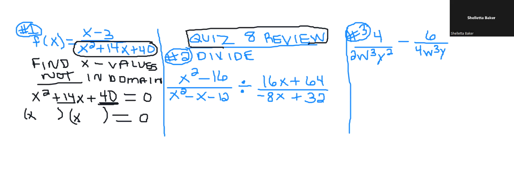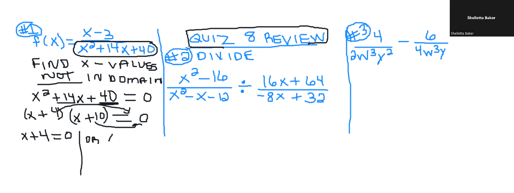and that would be 4 times 10. 4 times 10 gives us 40, and 4 plus 10 gives us 14. So we'll put plus 4 in one factor and plus 10 in the other factor, equals 0. Now to solve this equation, we set each of these factors equal to 0 and solve. So x plus 4 equals 0, or x plus 10 equals 0.